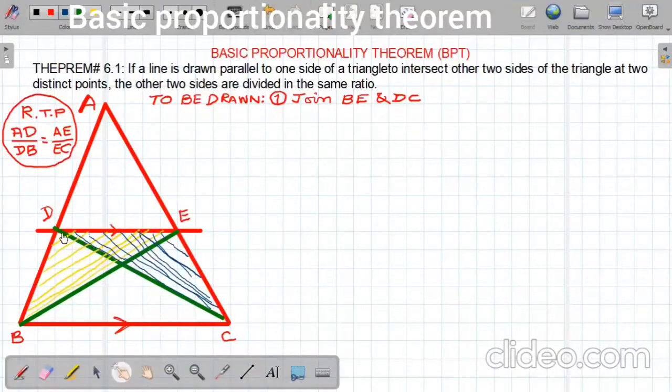Now, if you take these two triangles, DBE and DCE, one is colored with yellow lines and the other one is colored with blue lines. The areas of these two triangles are the same. You know why? I will explain in a small video.